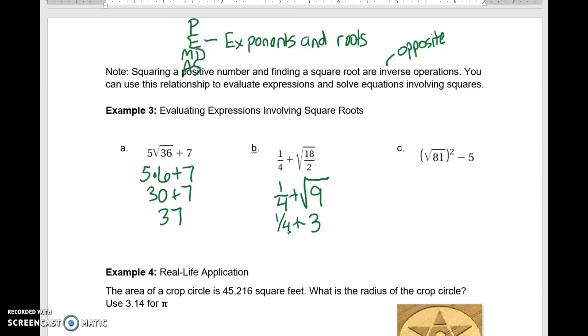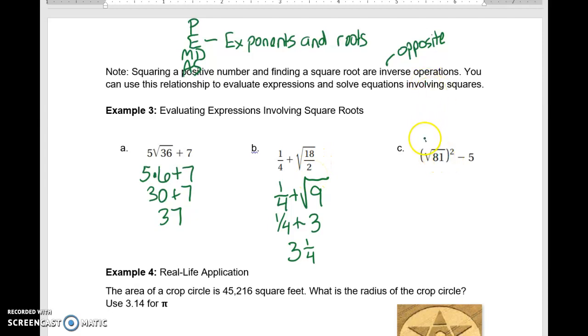Now, we can work the square root of 9 and get the 3. We still have this 1/4 out front. And then some of you are going to reach for your calculators. You don't need that. 3 plus 1/4 is simply just 3 and 1/4. So when you can divide what's inside of the radical, go ahead and do that first.